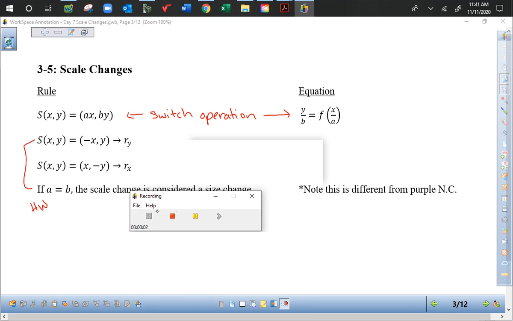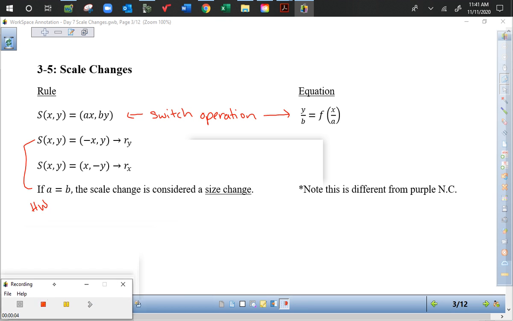All right, folks, today we're going to talk about scale changes, very similarly to the way we talked about translations. With this scale change, there are two versions that I'll have you write. The first is the rule, and that allows you to plug in points and find the image under a scale change. And then there's the equation, which starts out in this ugly looking form, but we simplify so it looks traditionally like y equals.